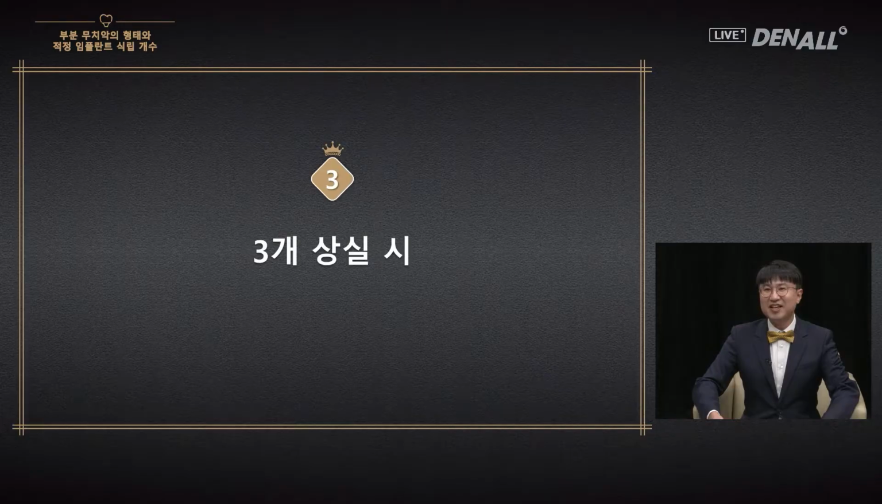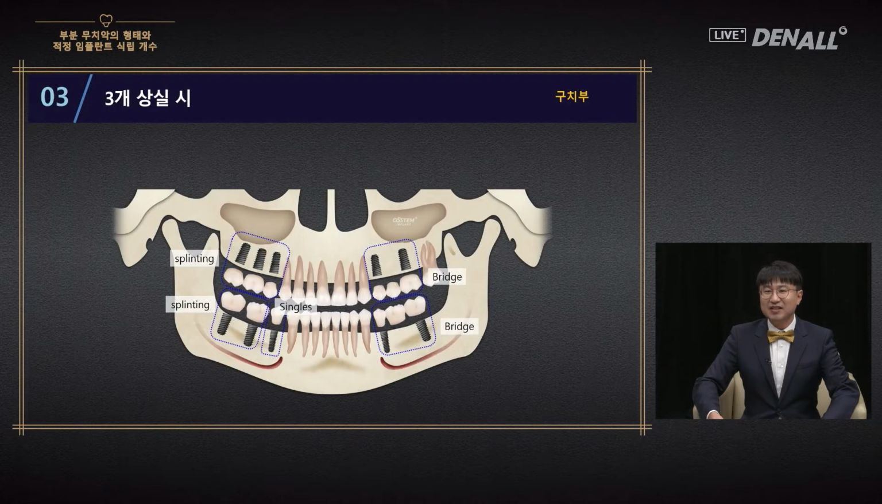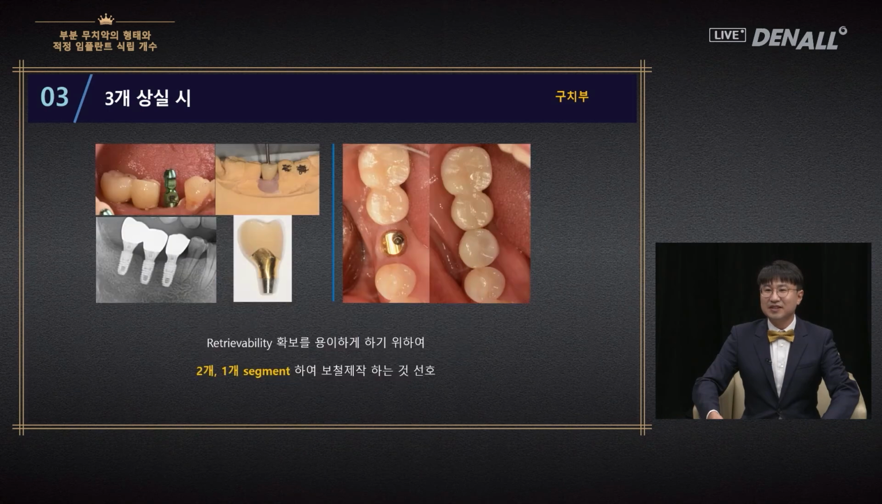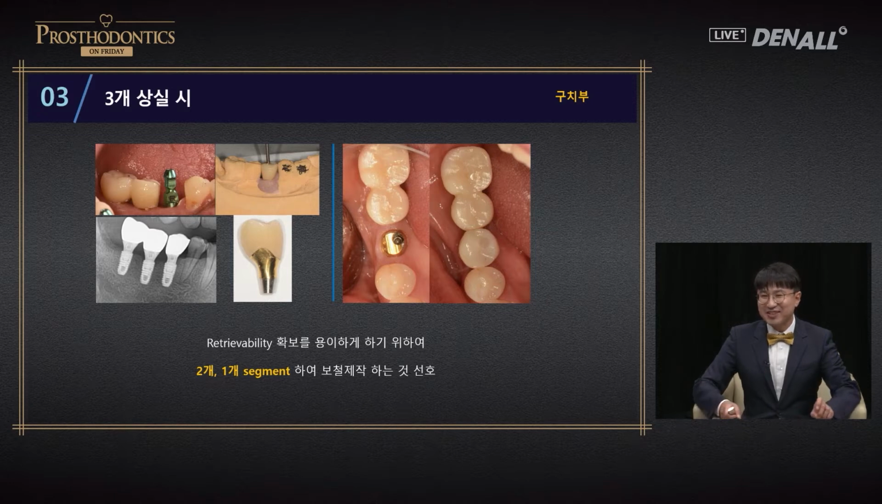Now I'm going to talk about 3 missing cases. I'm always divided as to whether to place 3 or 2 implants. And also to do splinting or segmenting. For retrievability, I like to segment it into 2 and 1 when fabricating the prosthesis. However, it is not easy to adjust the proximal surface between implants. There's the issue of the prosthesis not going in after cementing the implant.